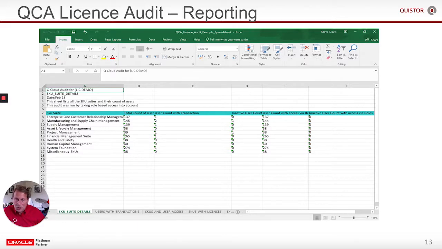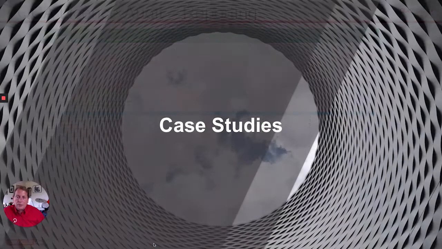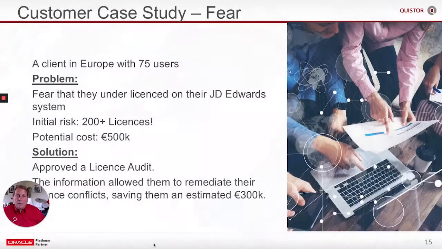But before we get to that, let's just look at a couple of case studies. Now, this is what we call the FEAR case study. It was a client in Europe. This is a real client. They had 75 users. They sort of knew that they were vastly under-licensed. And they also knew that because of that under-licensing, the potential cost could be as much as 500,000 euros, which is a huge number to consider.